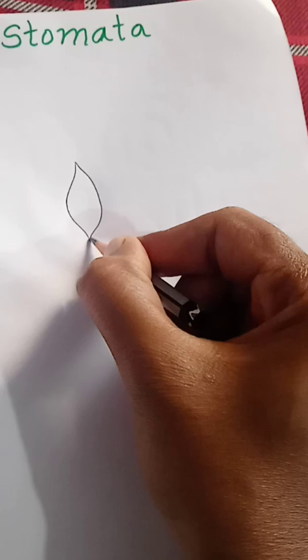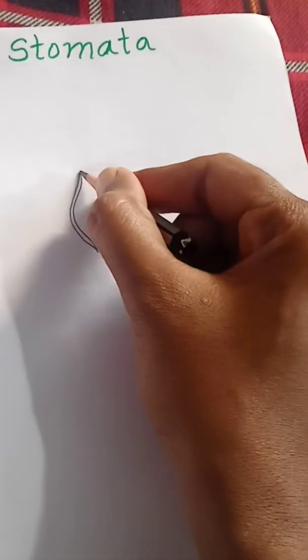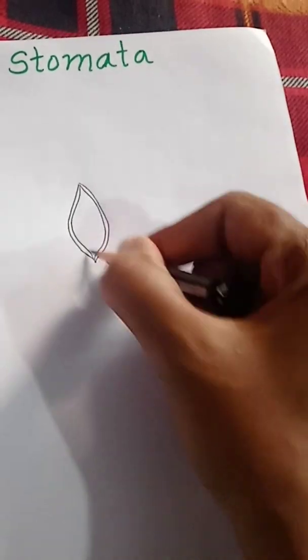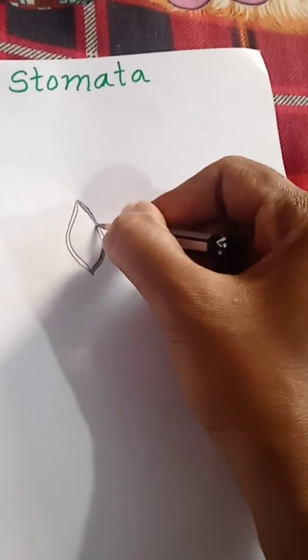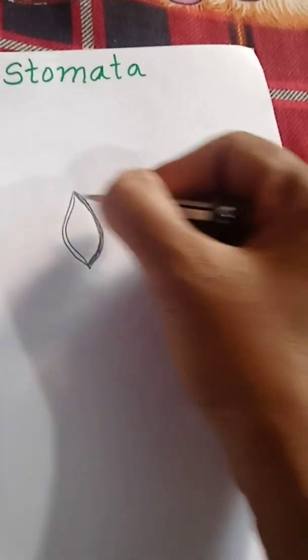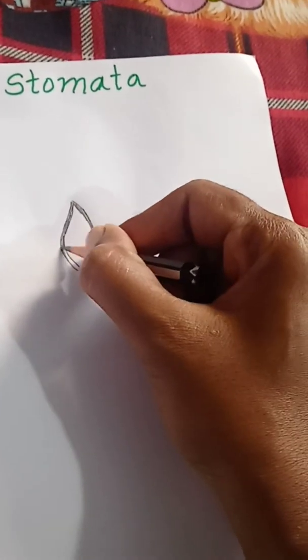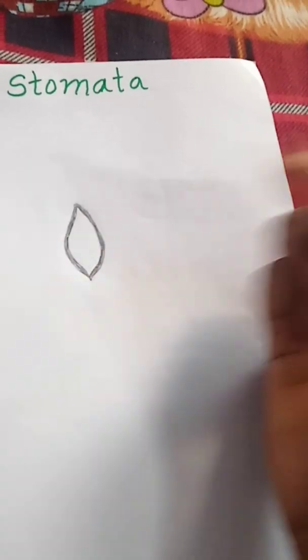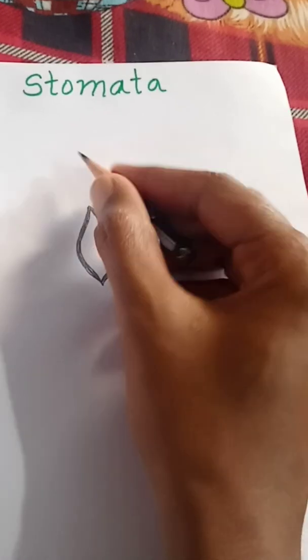See, this is the opening of stomata. I'm drawing. There are both closing and opening. Why is there a closing and opening? Because here the gases are going to be exchanged. So I'm showing you first this opening of stomata.